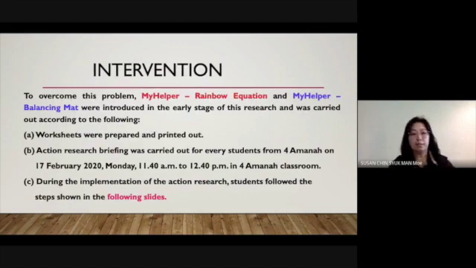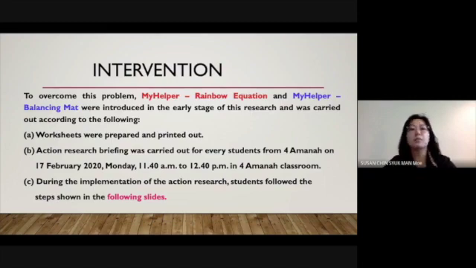The intervention. To overcome this problem, Myhelper rainbow equation, as you can see previously, is a set of tools consisting of different color bits and green soft wire to become the chemical bond. And secondly, we have the Myhelper balancing mat to overcome the problem whereby the bits were rolling here and there, reducing the interest of the students when carrying out the game.